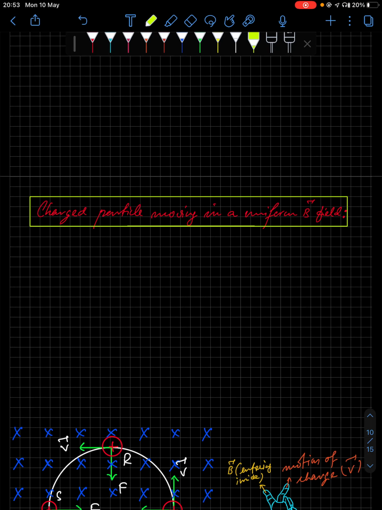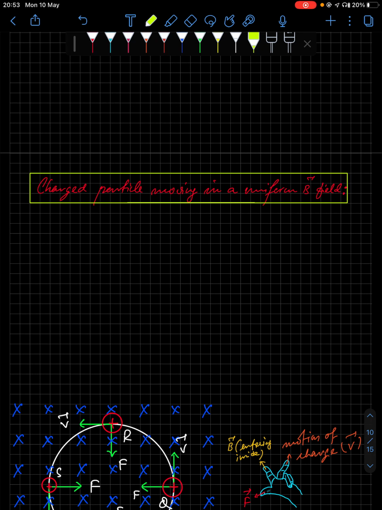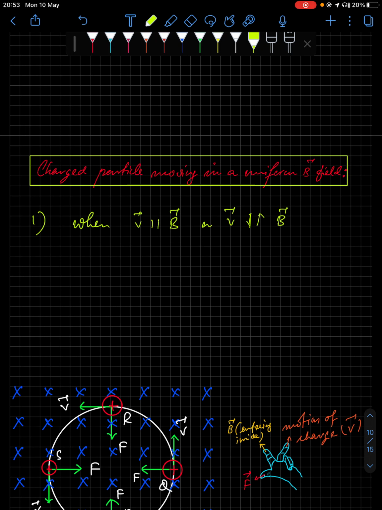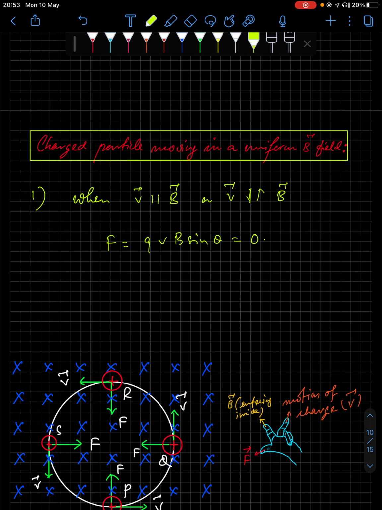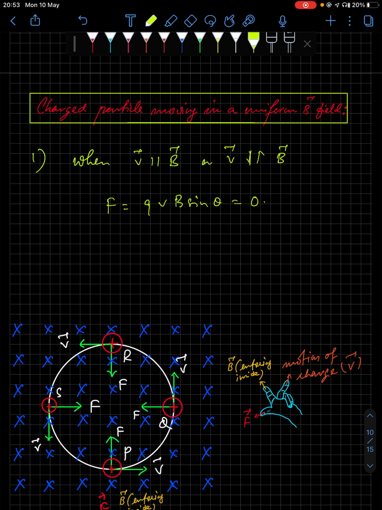So after this we have a charged particle moving in a uniform magnetic field. Case number 1: when the charged particle is moving parallel to the magnetic field, or anti-parallel to the magnetic field, that is theta equal to 0 degree or 180 degree. Now we have covered this already. So in such a case, F will be equal to QVB sine theta, and that will be 0. So no force acts on a charged particle when it is moving parallel or anti-parallel to the magnetic field.